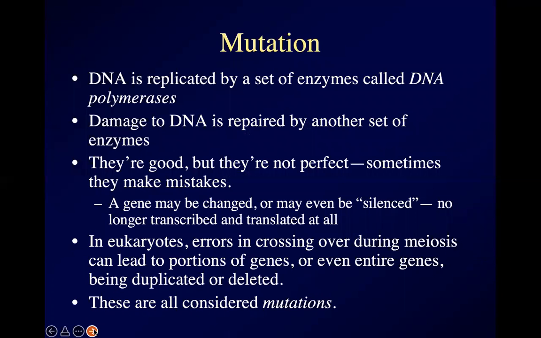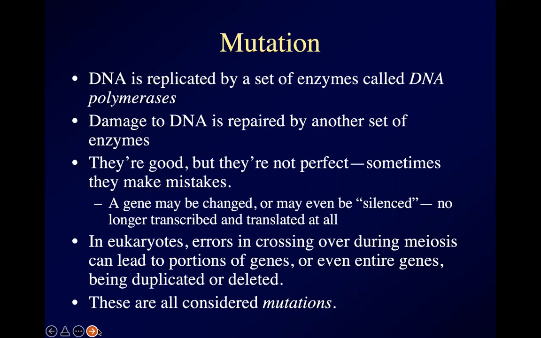So I want to talk about something else, specifically about mutations today. DNA, of course, is replicated, and back before break, we talked about how that's done. That double helix unzips, and each strand is used as the scaffolding to build a new strand, and so you have two double helices where you formerly had one. The heavy lifting for that is done by a set of enzymes called DNA polymerases.